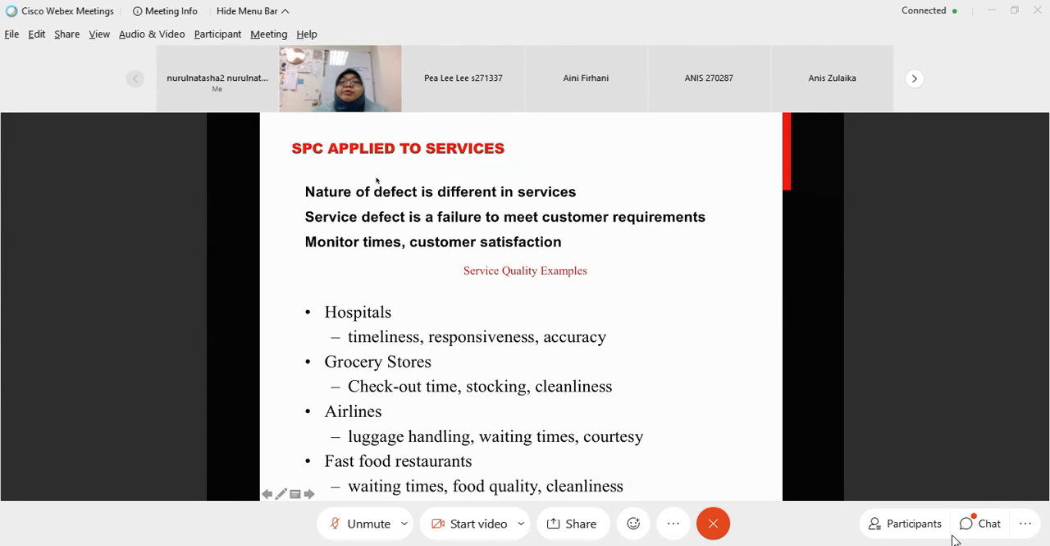Okay, we can also use SPC. Just now we looked at manufacturing, but we can also look at services. The nature of defect is different in services. A service defect is a failure to meet customer requirements. Then we monitor times and customer satisfaction. We can use SPC to check whether the service is of quality or not.